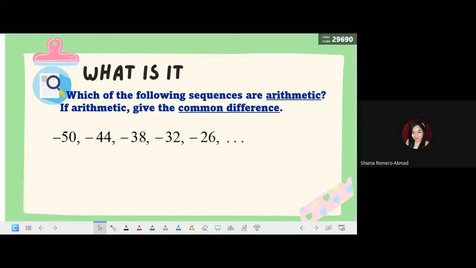Mag-add tayo dito modular. Modular. May modular nga pala kayo, no? Modular girls and modular boys.